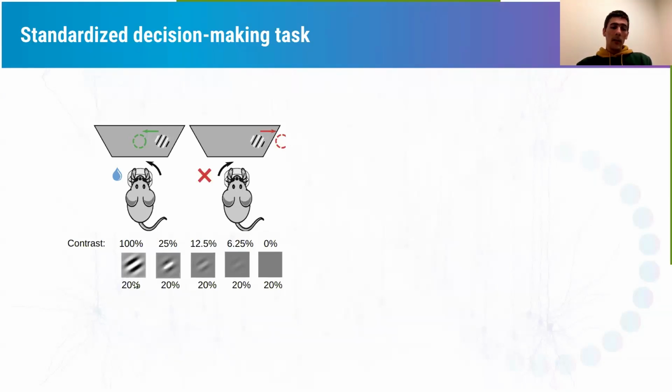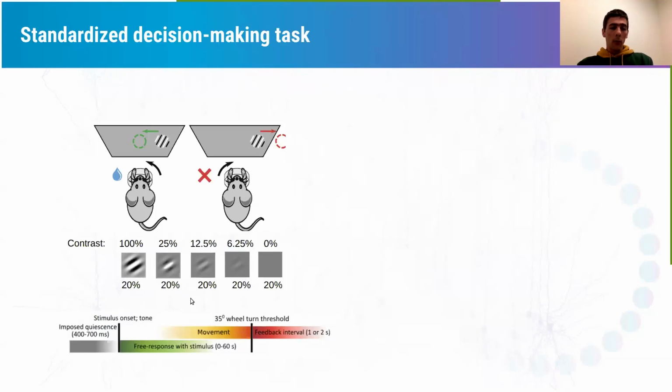So the visual stimuli themselves have varying contrasts. And this contrast is going to be randomly selected on every single trial. The high contrast gratings are very easy. The mice typically perform very well on these high contrast trials. There are also low and no contrast trials. On these no contrast trials, the mice don't see anything at all on the screen, and they just randomly or somewhat randomly make a decision right or left.